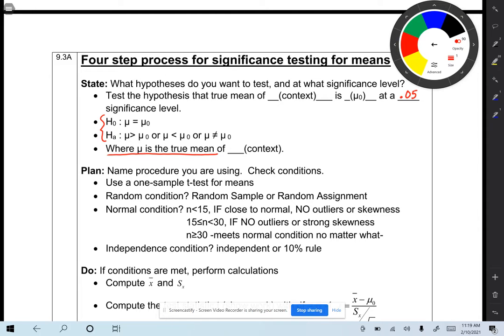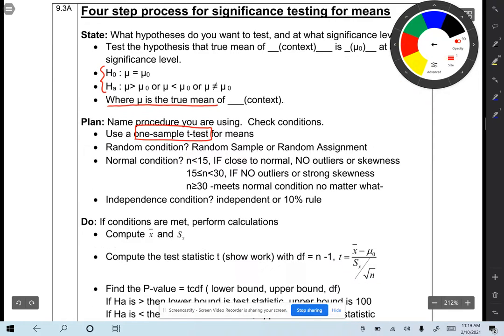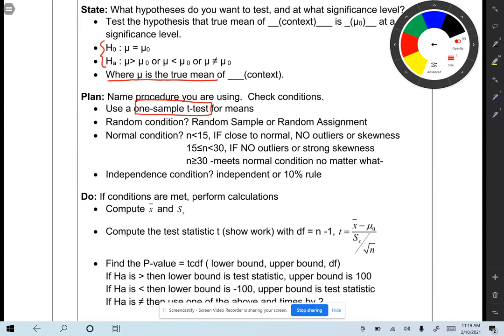In the plan portion, for the significance test for means, you are going to use a one sample t-test for means, and then check the conditions, the random, normal, again, graph here.